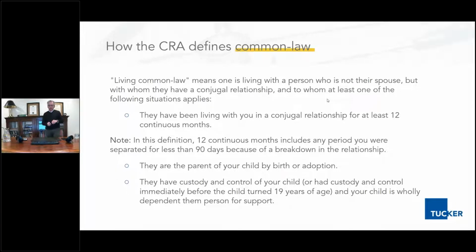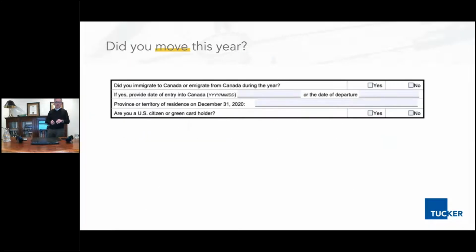They are the parent of your child by birth or adoption. They have custody and control of your child, and your child is wholly dependent on them for support. So that's CRA's definition of common law. If you fall into that situation, then that's how you would address that.